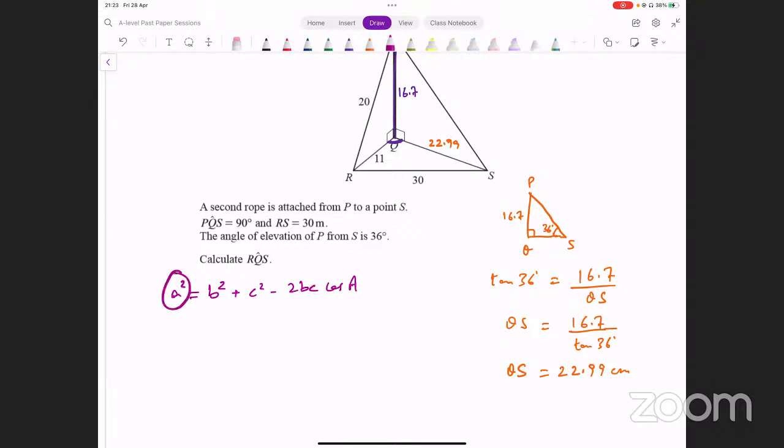अब ये जो साइड लेफ्ट पर आ रही होती है, इसके ऑपोजिट एंगल यहाँ पर होता है. ठीक है, तो अगर आपने ये Q वाला एंगल निकालना है तो लेफ्ट साइड पे साइड कौन सी आ रही होगी, इसके ऑपोजिट 30. Okay, so we have 30 squared equals 11 squared plus 22.99 squared minus 2 into 11 into 22.99 into cos of the angle RQS.